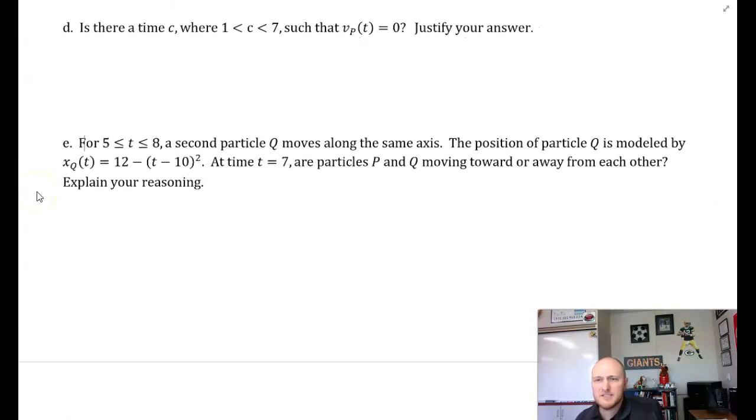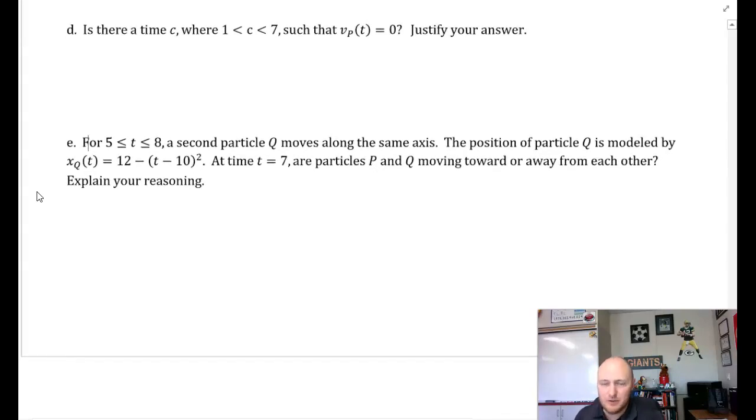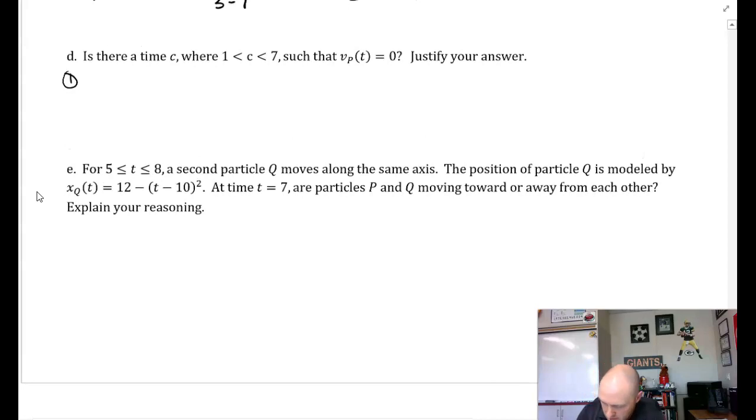Is there a time c where 1 is less than c less than 7 such that v sub p of c is equal to 0? Justify your answer. Well, they're asking you if a certain value exists. So you need an existence theorem. And the only one that we've talked about thus far is the intermediate value theorem. So we need to go ahead and answer some conditions. Condition number 1, is v, the function that they're asking about, continuous? Well, they say in the stem that v sub p of t is differentiable.